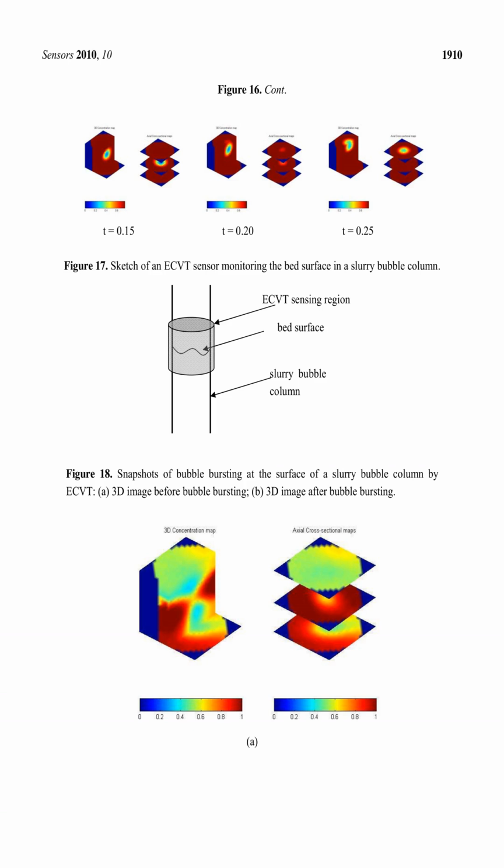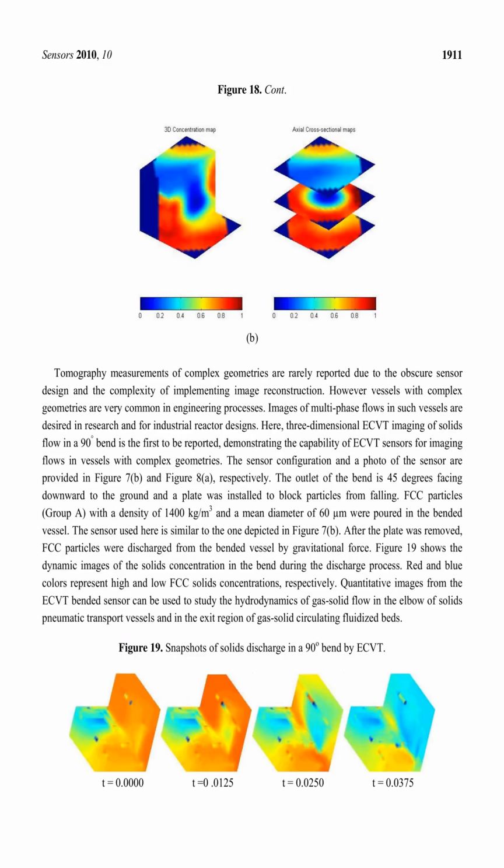A. 3D image before bubble bursting. B. 3D image after bubble bursting. A. Bed surface, ECVT sensing region, slurry bubble column. Qussai 2010, 10, 191. Figure 18. B.